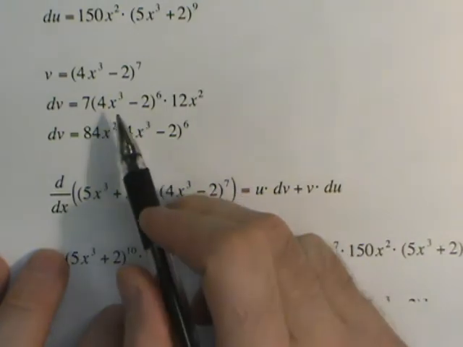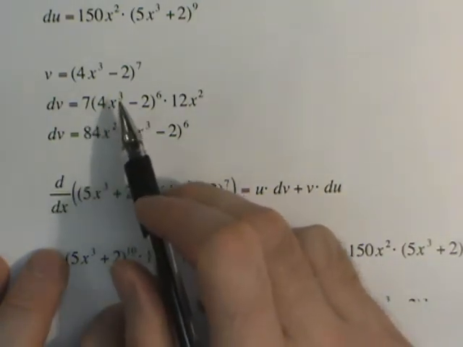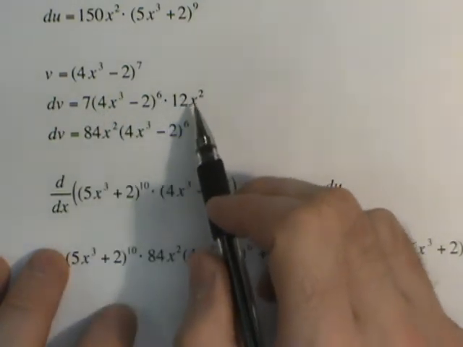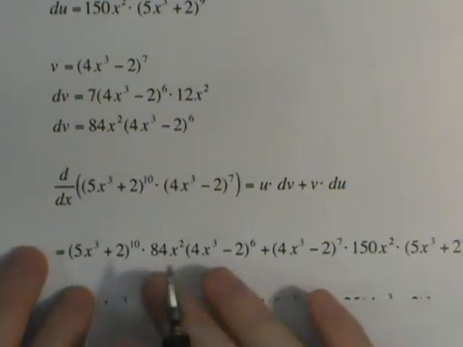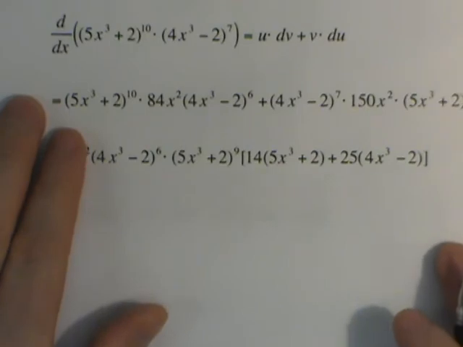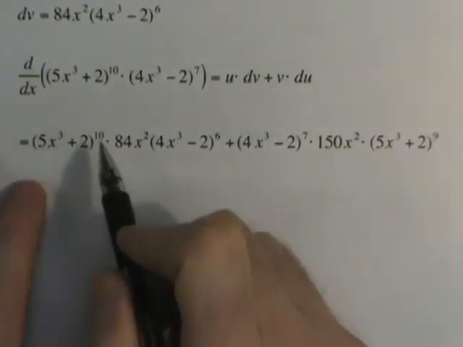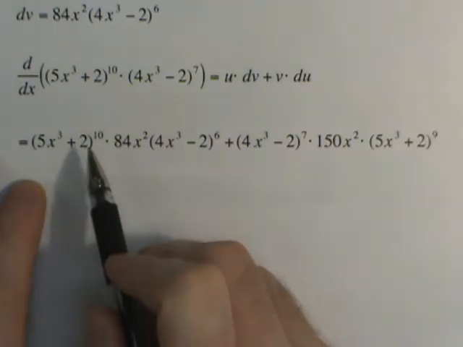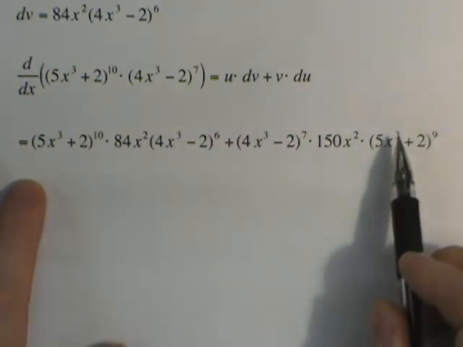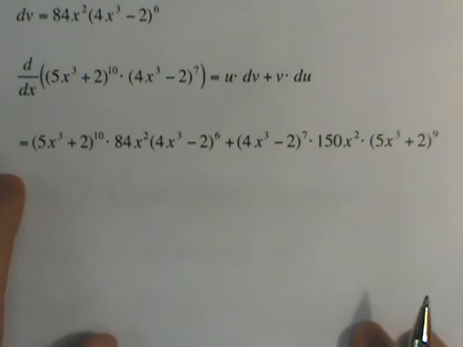In a similar way, the chain to the 4x cubed in this parenthesis was 12x squared, and that's how I got my 84x squared. Then when I applied it to the formula, it created this big long set of terms here. And like always, notice that there's a great similarity among these terms. So I'm going to pull out what they have in common.